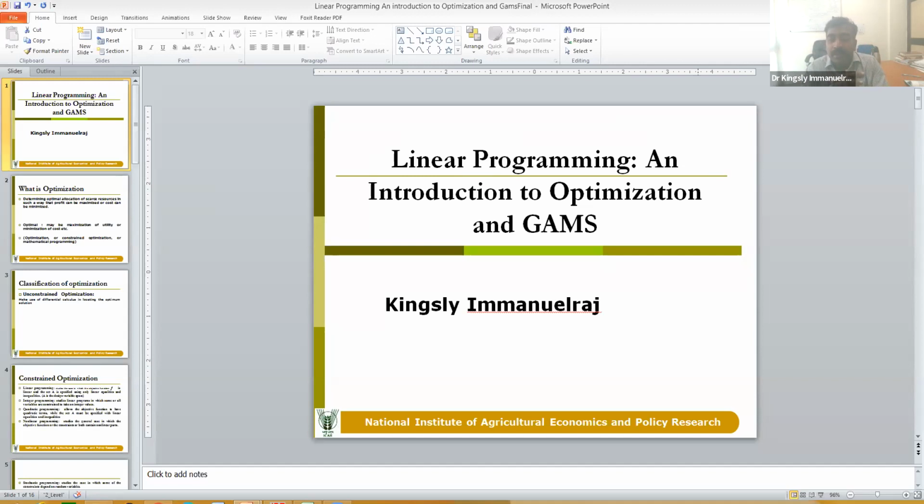So, determining the optimal allocation of your scarce resources in such a way that your profit or utility can be maximized, or your cost or pain can be minimized. This is the simplest way. Just remember, forget everything else: either in life you want to maximize the thing or you want to minimize the thing.